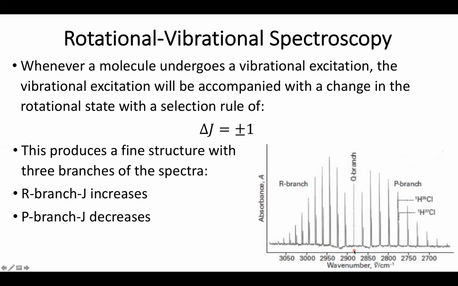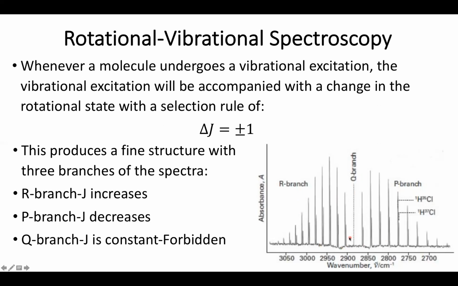And then the last doesn't occur most of the time, and it's called the Q branch. So this is where J doesn't change. This is classically forbidden because whenever you absorb light, you need to change the angular momenta of the relevant molecule. So usually this is going to go into rotational modes. Sometimes, under select circumstances, you can actually generate a Q branch. And we'll talk about that in a bit.